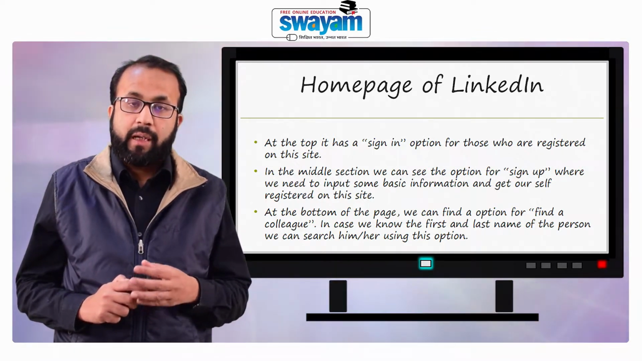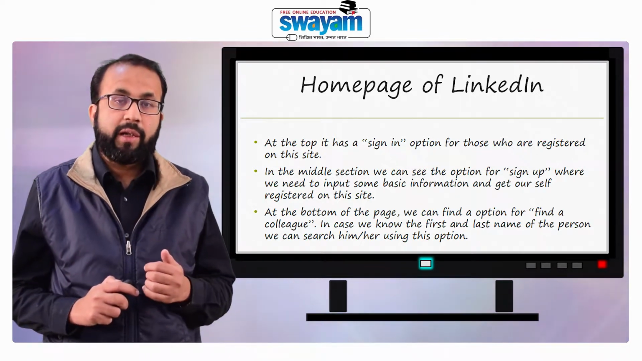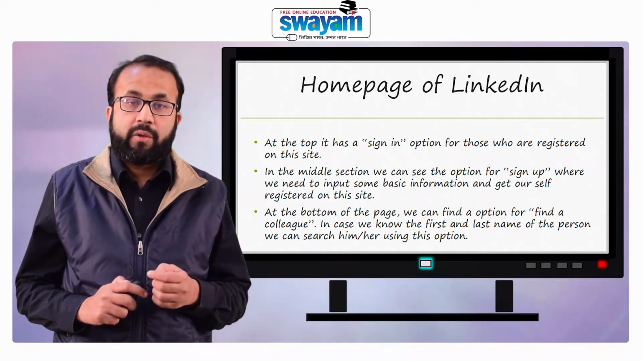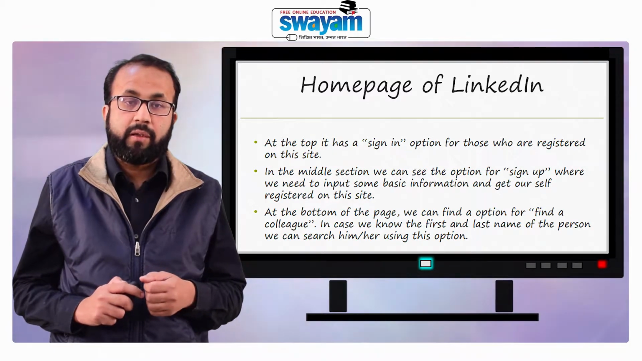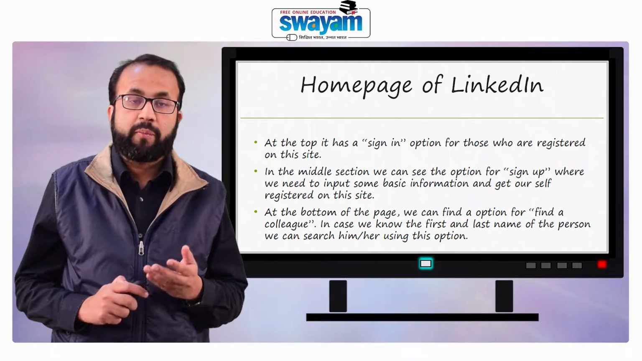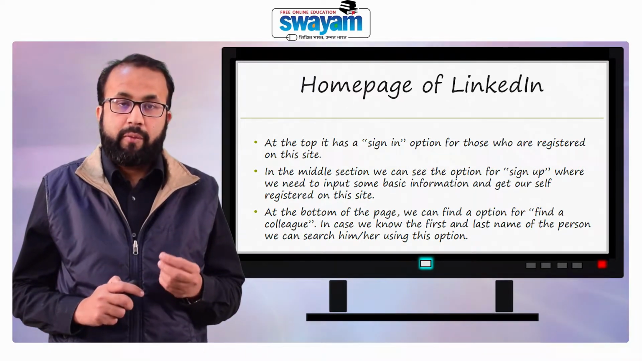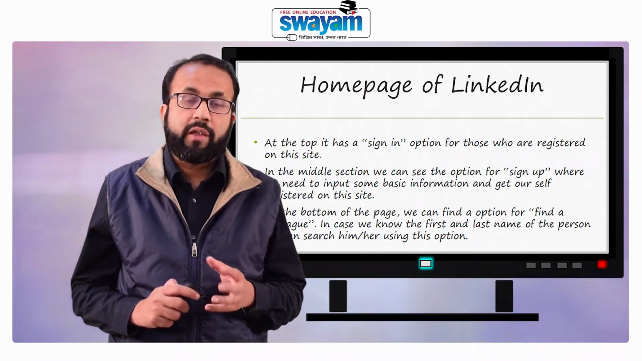It also has an option to search at the bottom of this LinkedIn home page, where we can find an option to find a colleague. In case you know the first name and the last name of a person, and you want to search for that person and read basic information about his profile, where he works, what degrees he has, how much experience he has, we can search him or her using this option. So, you need not go and register for finding a person. This is a good feature that can be used in LinkedIn to find someone who is of your interest.